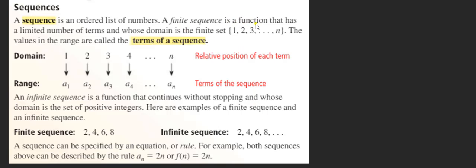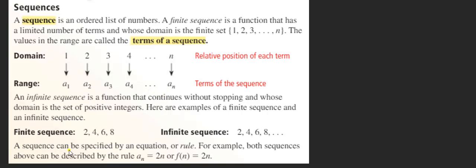A finite sequence is a function that has a limited number of terms and whose domain is a finite set: 1, 2, 3, and all the way up to n. In this book, we're going to assume that the domain starts from 1. But in other books, they might start from 0 instead of 1, so just be careful with that. The values in the range are called the terms of a sequence. So the range will be like A1, A2, A3, and so forth.